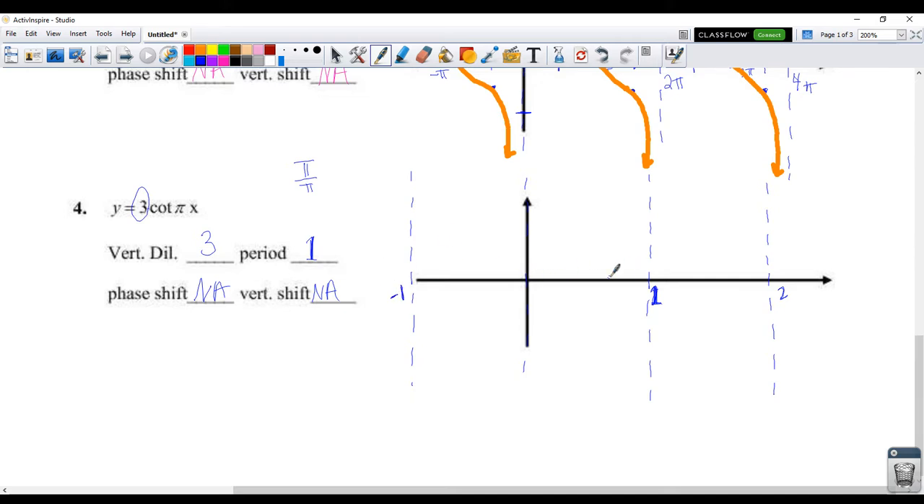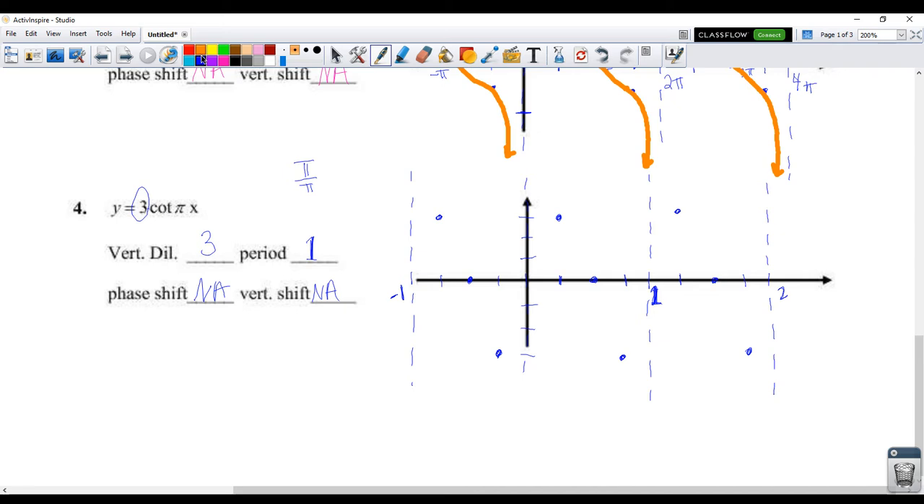So halfway between our asymptotes, we have a 0. So we have a 0 at 1/2, and we have a 0 at negative 1/2. Okay, and now that plottable point is going to be halfway between and at positive 3. And then halfway between and at negative 3. Okay, so we always go halfway between your asymptote and your 0 in order to plot that point for tangent. This is the point that gets dilated, so we can actually tell what the dilation factor is. That's where we see the 3.